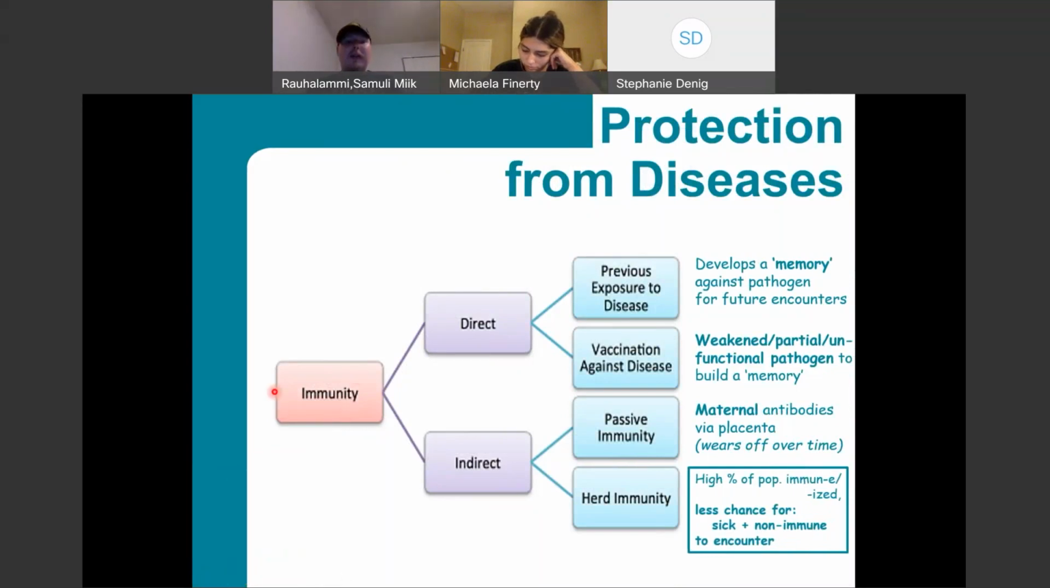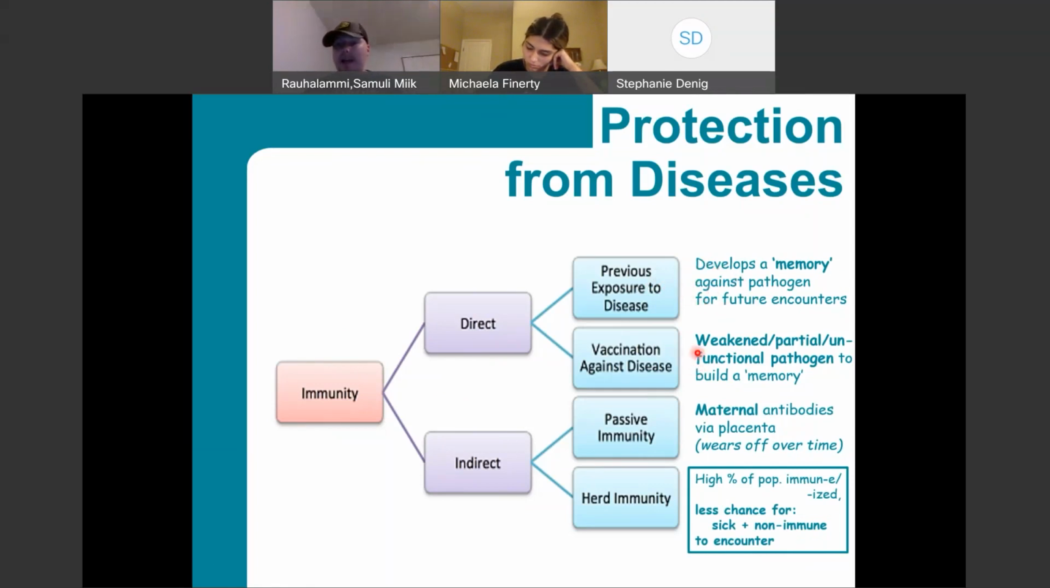So it's all to do with the immunity. We have two branches for immunity, direct immunity and indirect immunity. Direct immunity is when we have been previously exposed to something. An example of that would be the memory cells that we develop against pathogens that we have faced. So you've been sick before, and now you have acquired an immunity against that sickness. That would be an example of direct immunity due to previous exposure to that disease. So you've developed a memory against that pathogen.